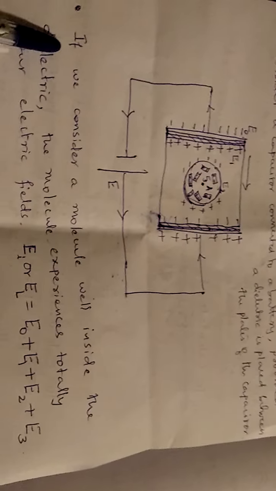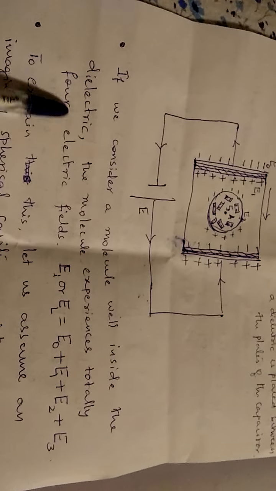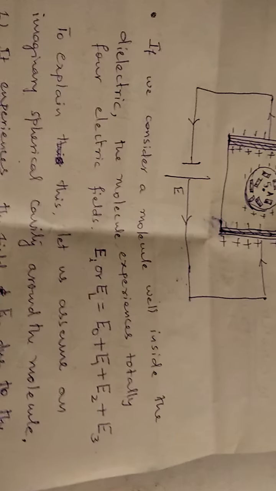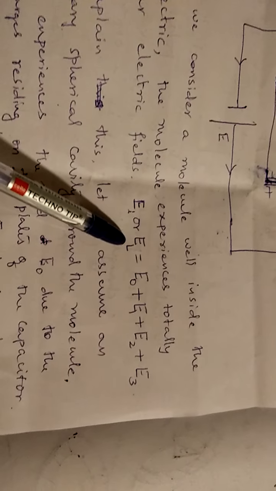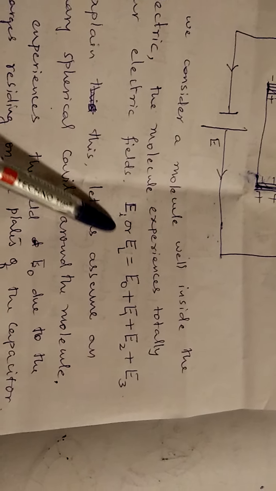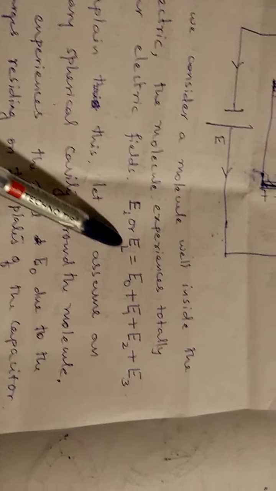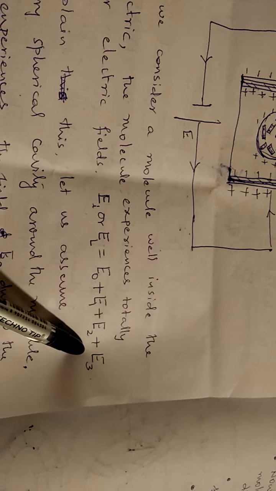So I have explained that if we consider a molecule A well inside the dielectric, the molecule experiences totally four electric fields. EI or EL, where EI means internal field and EL is Lorentz field or local field, all are the same. So EI is equal to E0, E1 plus E2 plus E3.